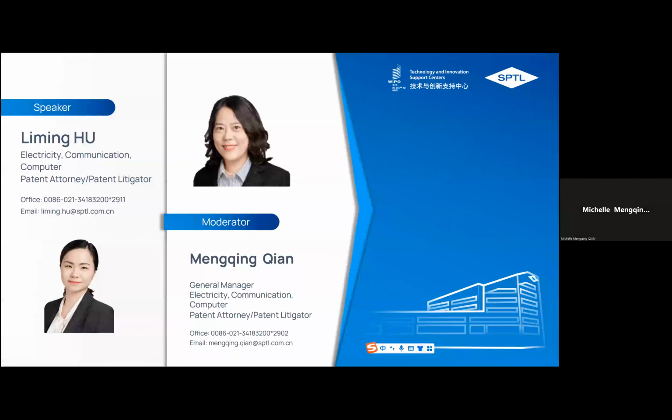I'm very glad to have Ms. Li Minghu here as our speaker. Ms. Hu is an experienced patent attorney. Her practicing areas include computer science-related patent prosecution, patent search and analysis, IP portfolio management, as well as IP strategic counseling. Before joining SPTL in 2007, Li Ming obtained her bachelor and master's degrees both in computer science. Today, her topic is about gaming-related patents in China.